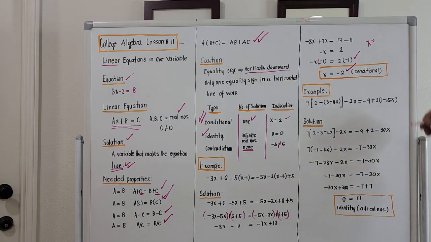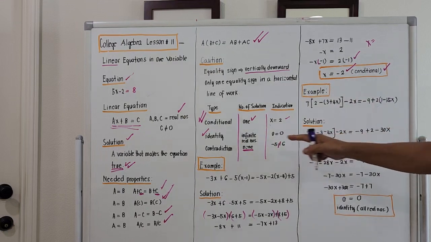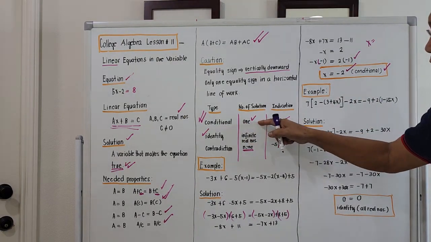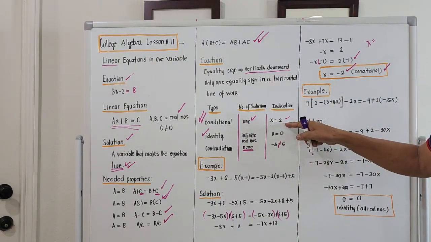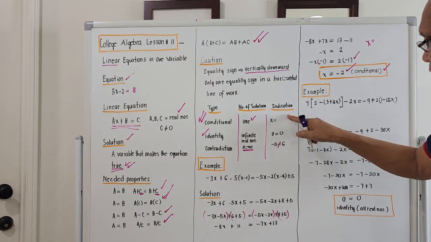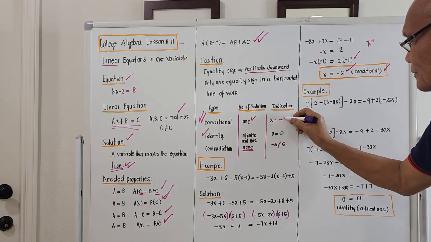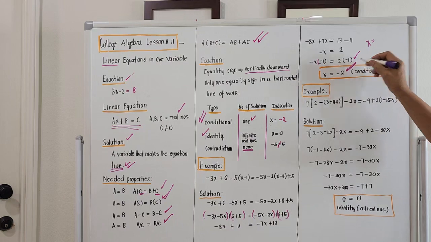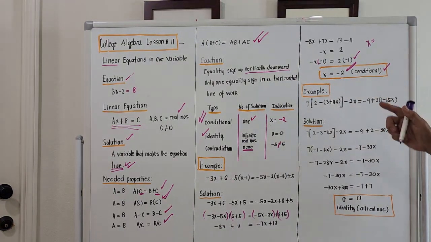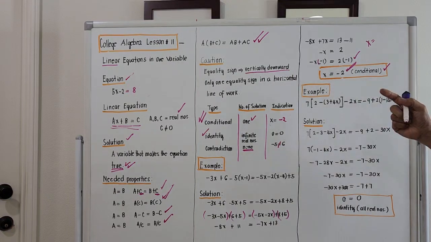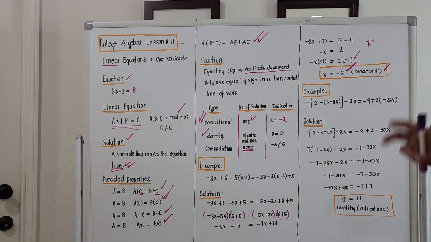And this falls under the conditional. Conditional: only one solution, x equal to negative 2. Only one solution, and that type of linear equation is actually a conditional linear equation. Those are the real life problems we will be encountering.